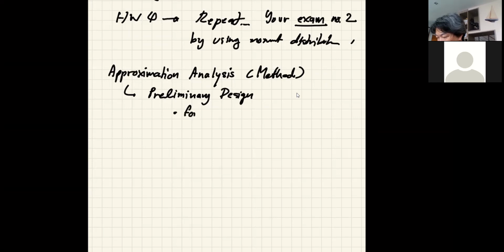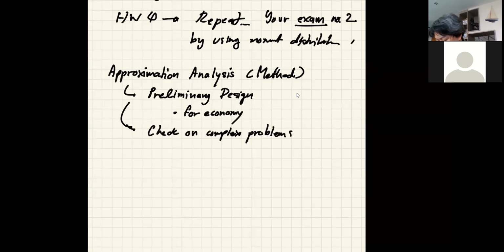So it's a preliminary design for economy. And it can also be used to check on complex problems. Okay. All right. So we need to have some assumption on it.